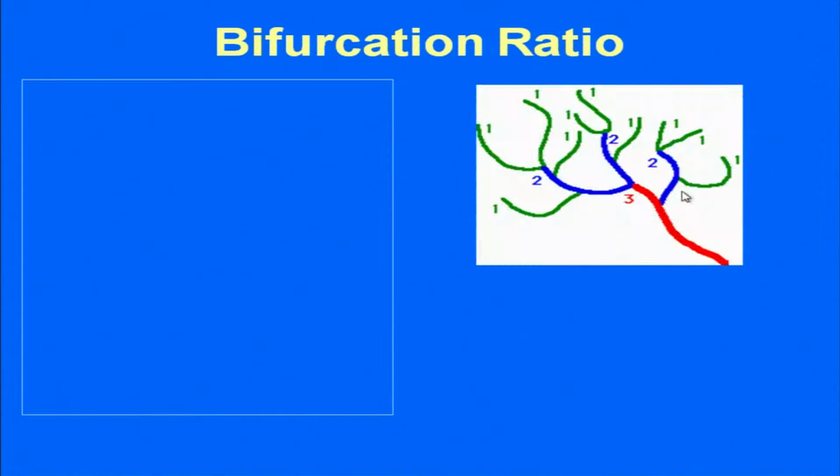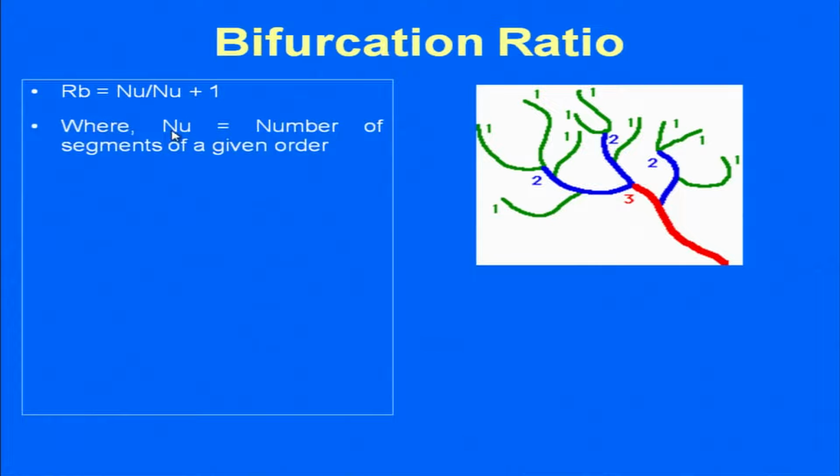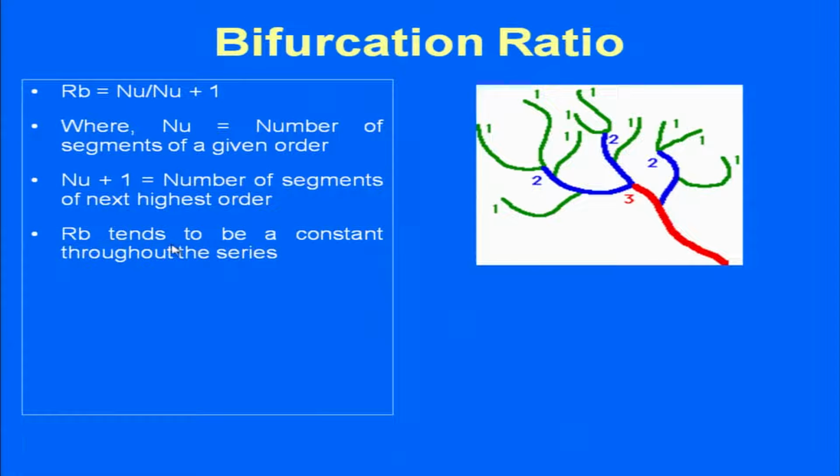The bifurcation ratio is given by RB, where RB is equal to NU by NU plus 1. NU is the number of segments of a given order, as we were discussing in the previous slide. NU plus 1 is the number of segments of the next higher order. For example, if you have 10 first order, then the next higher order is 3 here. RB tends to be constant throughout the series.